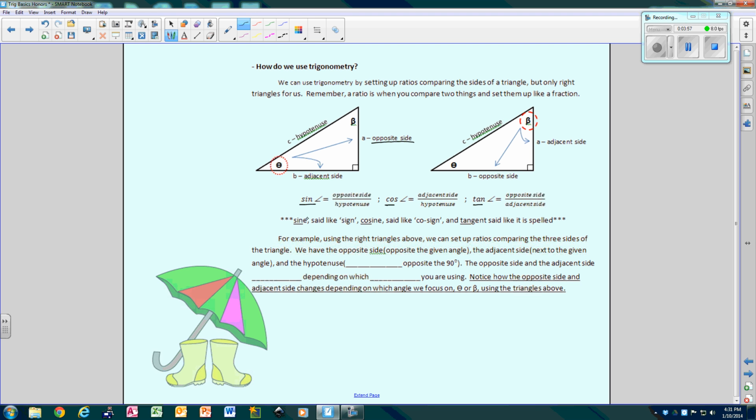Those are those buttons on your calculator that you've probably wondered about. For example, using the right triangles above, we can set up ratios. Remember, ratios are just your fractions.